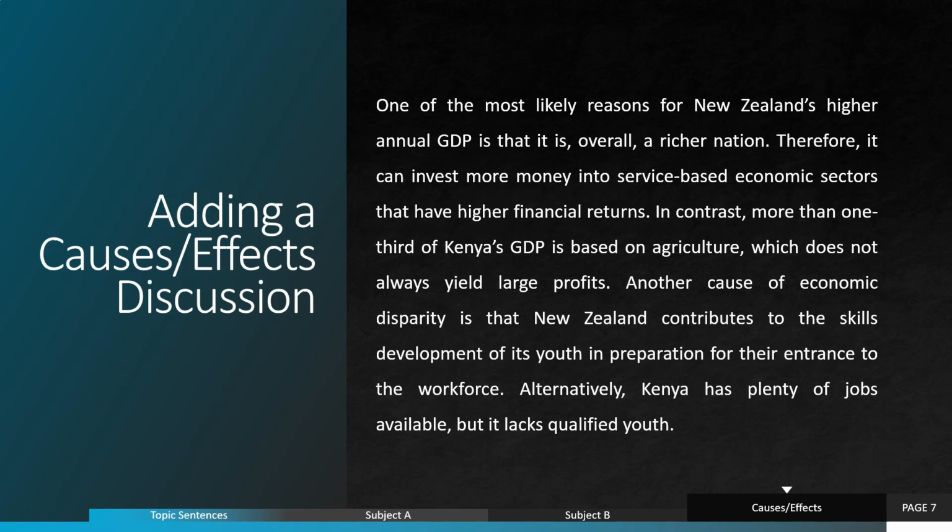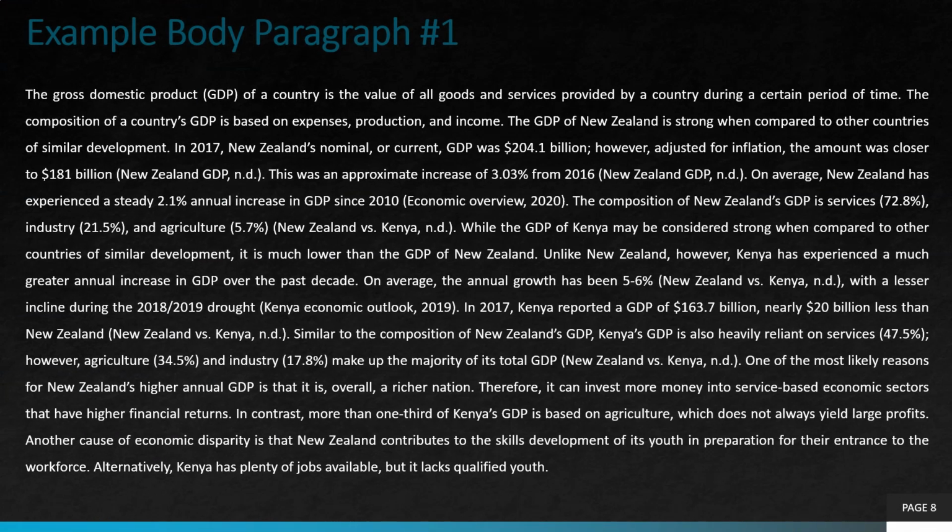So what does this look like when we put it all together? This is example body paragraph number 1. I'm not going to read it to you. You can read it on the screen. You can pause the video and go back and look through. But if you see the paragraph, you'll see that all parts that we've previously discussed are included. So we have the topic sentence, we have the discussion about subject A, we have the discussion about subject B, and then we have the discussion about possible causes and effects. So each of your body paragraphs will include this information.